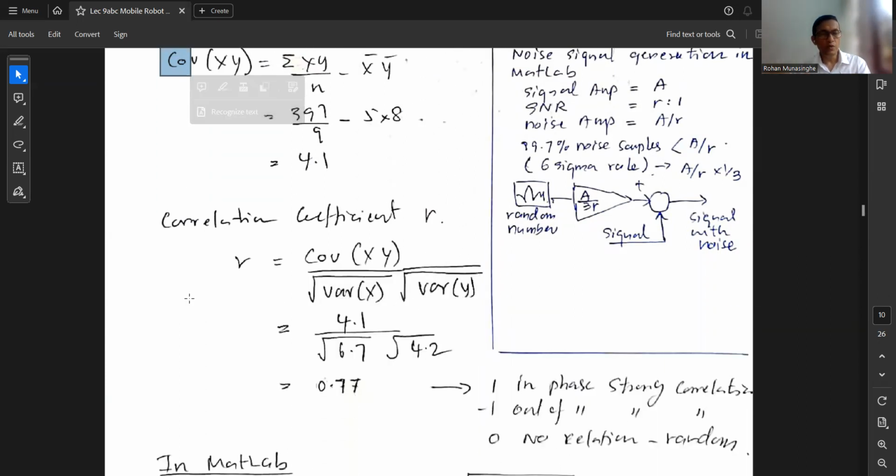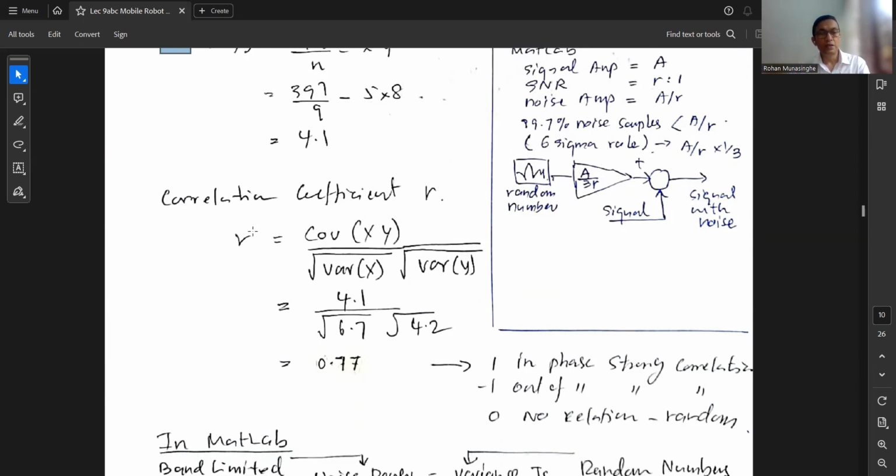Now, if you want to find out whether X and Y are related some way, because they are coming from the same process, even though they are two variables, you can do the correlation coefficient, or it is the covariance over standard deviation of X and standard deviation of Y. So the variances of X and Y, their square roots means standard deviations, right? So you get 0.77.